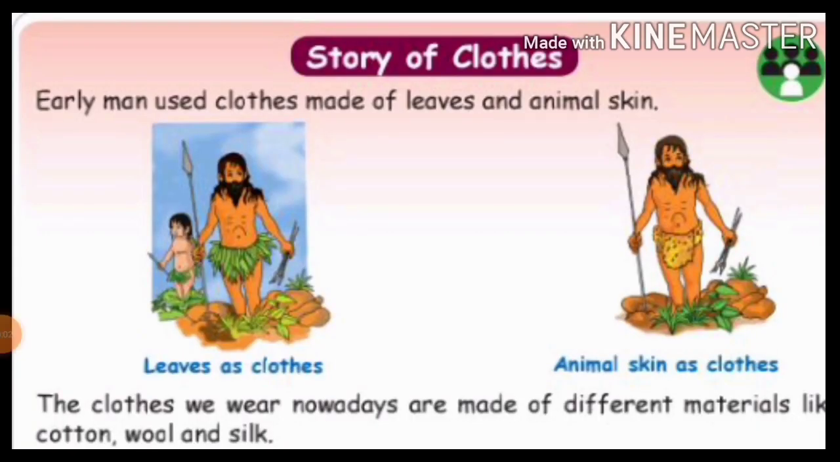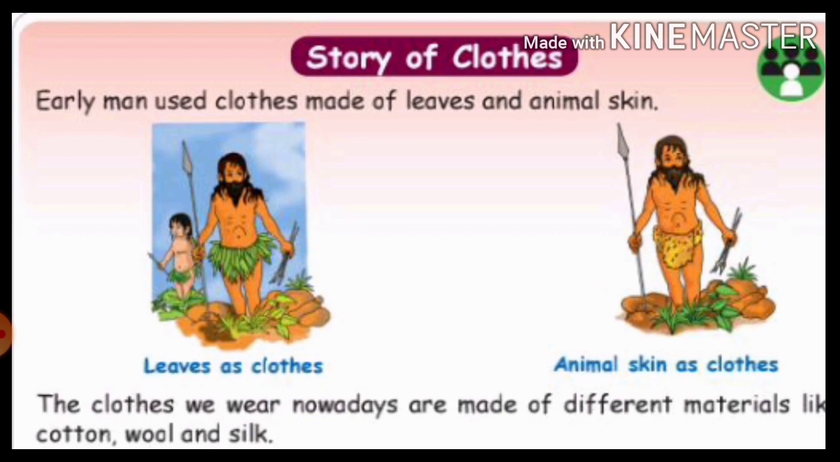Okay, children. Now we will see the story of clothes. Early man used clothes made of leaves and animal skin. See the picture, children, in the left side.